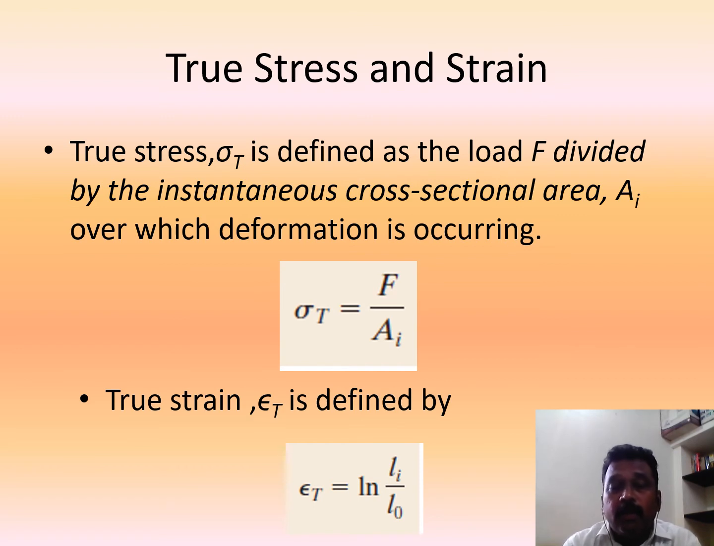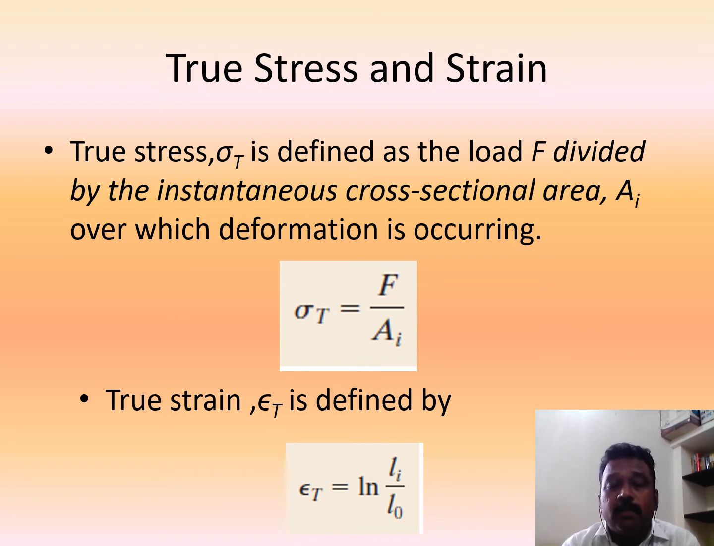That is called the true stress, sigma t, sigma suffix t. It is defined as the load F divided by the instantaneous cross-sectional area. So how much is the cross-sectional area at the time of application of load? After the maximum load, what is the cross-sectional area, and how much load is applied? That gives you the true stress developed. That is the resistance offered by the material to the applied load. That is the true value. So we have to take the instantaneous cross-sectional area, that is, the cross-sectional area at that time of application of load. So sigma t is F divided by Ai, the instantaneous cross-sectional area.